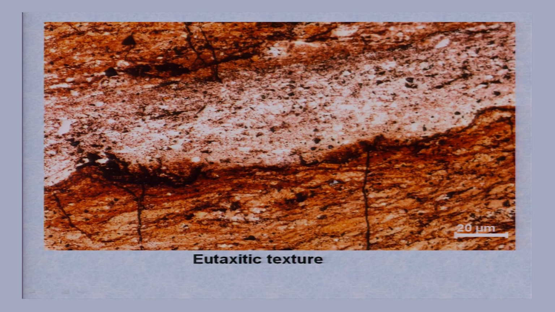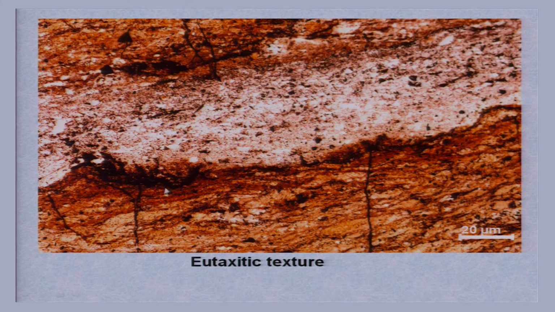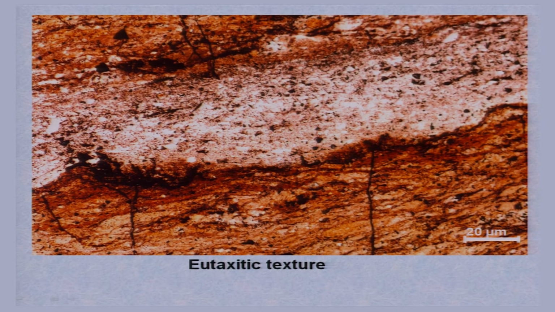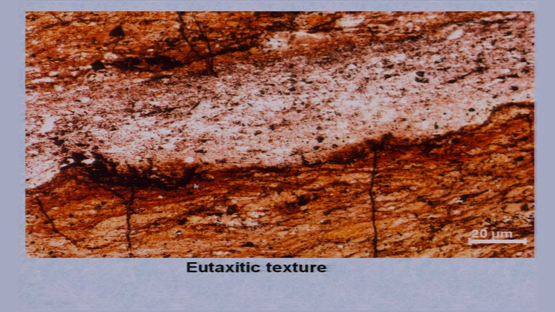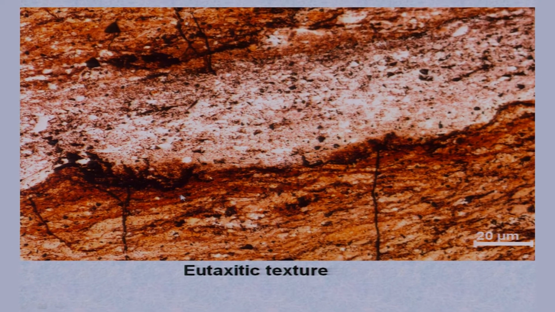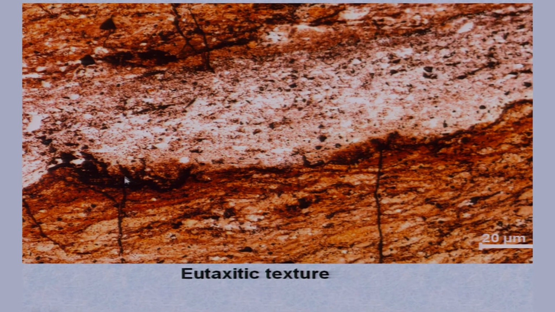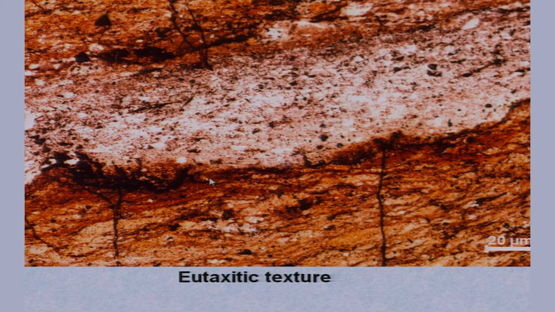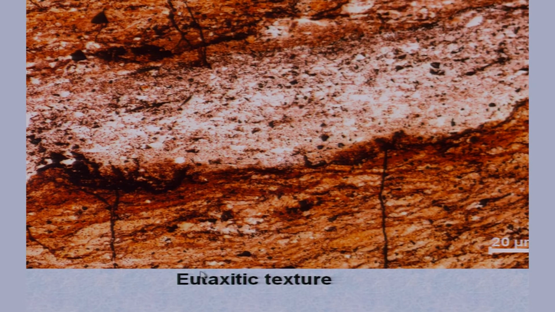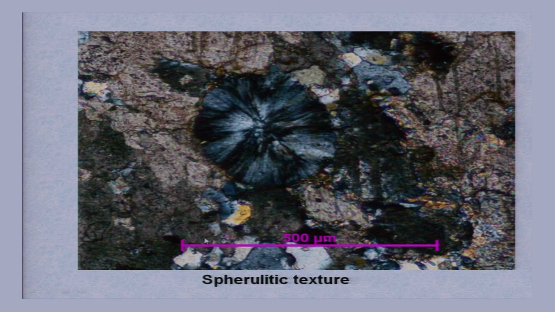Here I am showing you a slide. In this section you have a lot of pumiceous material. These pumiceous layers are lying close to each other and consolidated together, forming eutaxitic texture. Similarly, here in this case, spherulites: the entire black material is glass.